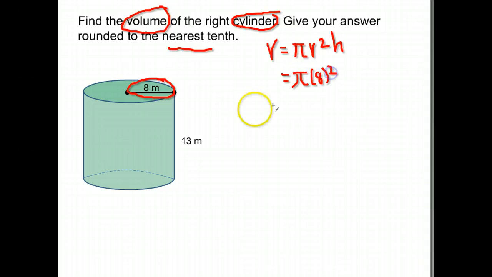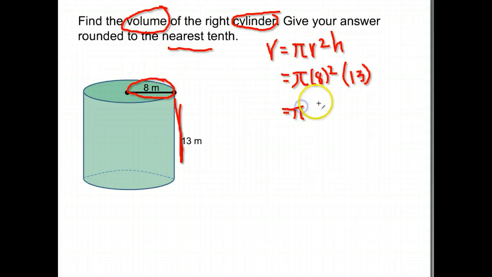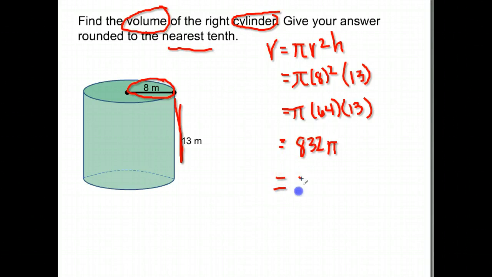So we have pi times 8 squared times the height. The distance between the two bases is 13. And we're good to go. Go carefully. 8 squared, 8 times 8 is 64. Now multiply that 64 times 13. And we get 832 pi. They didn't want it in terms of pi. They said round to the nearest tenth. So keep going. Do 832 times pi, and we get 2,613.8 if we round to the nearest tenth. And that would be in cubic meters.